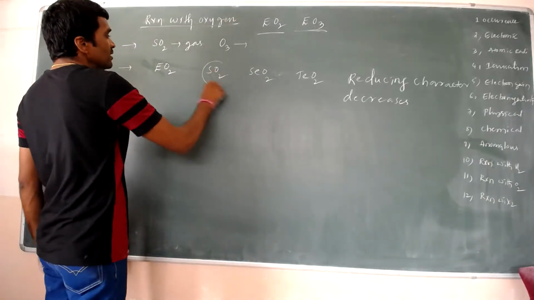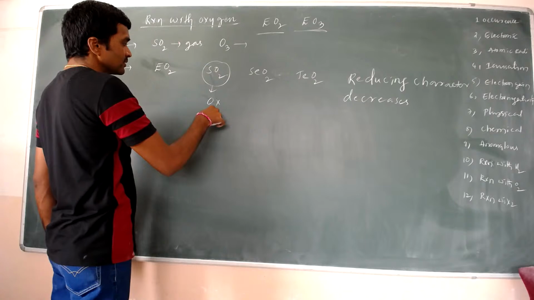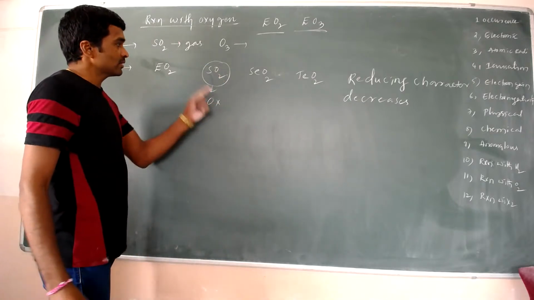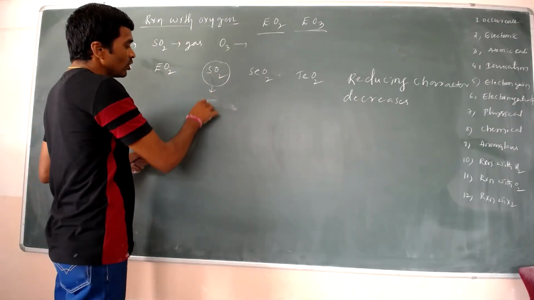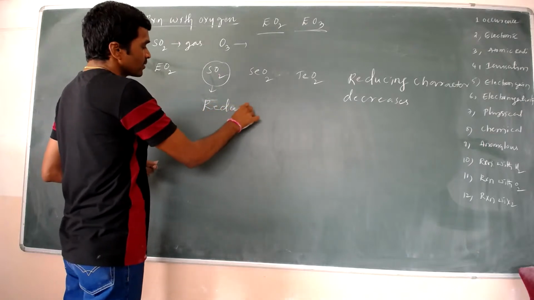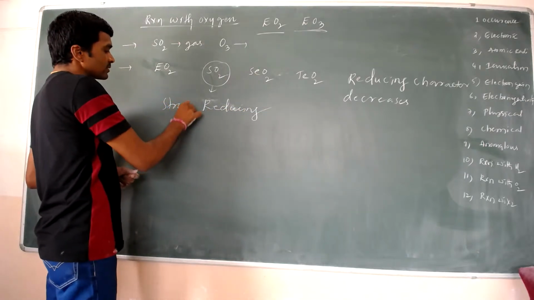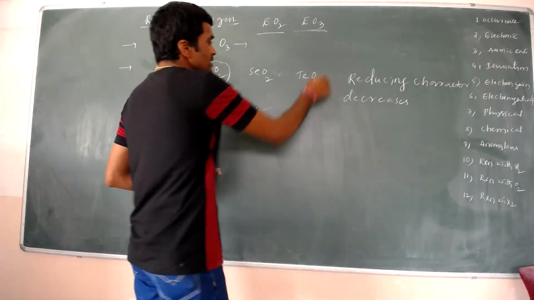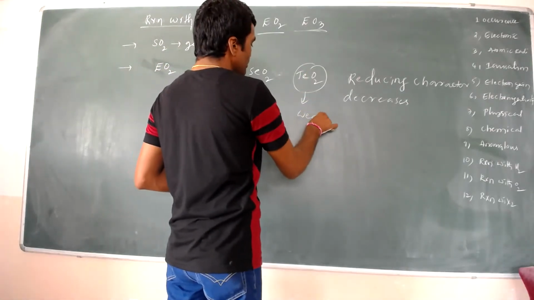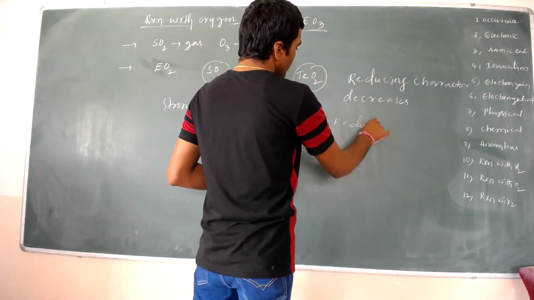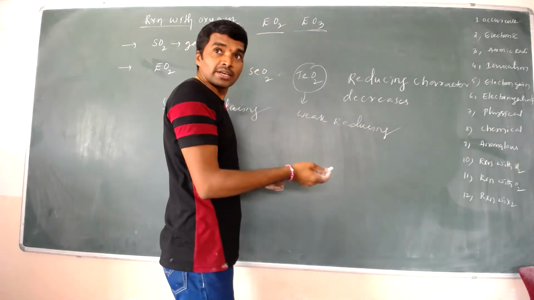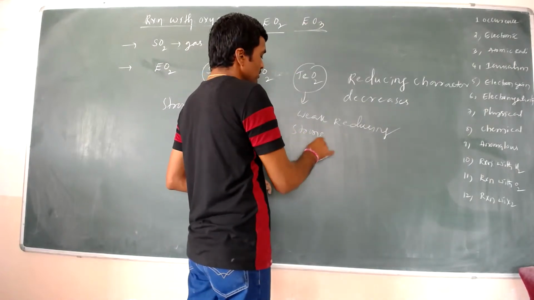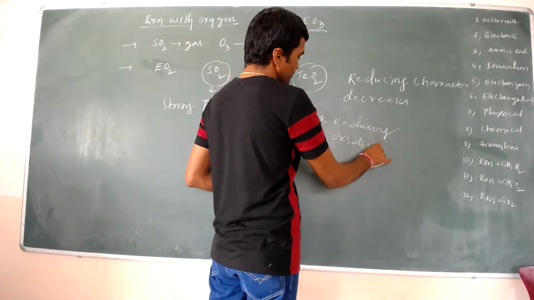It means that sulfur dioxide acts as a strong reducing agent, and the later oxide as a weak reducing agent, nothing but a strong oxidizing agent.